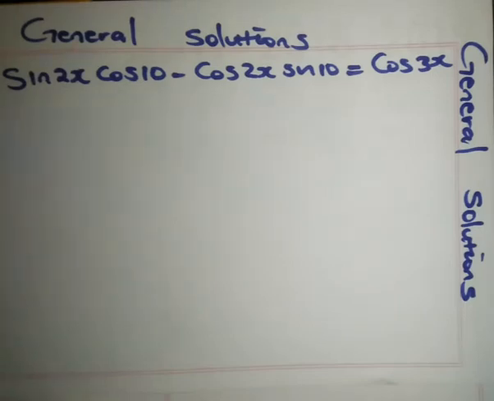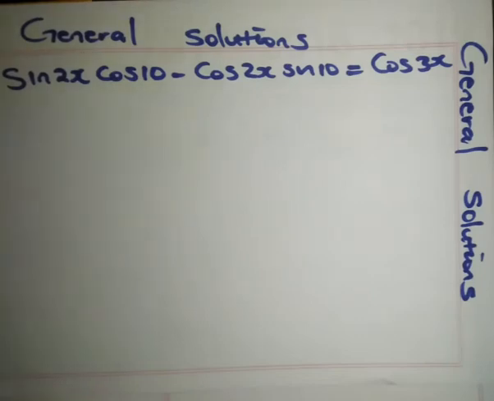Today we are looking at general solutions, grade 12. So we have this equation here: sine 2x cos 10 minus cos 2x sine 10, that part is equal to cos 3x. So we need to determine the general solution of this particular equation.